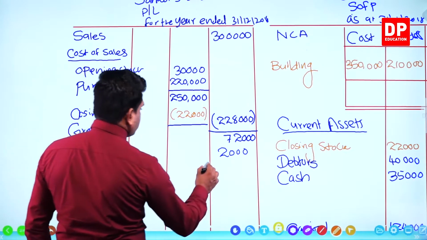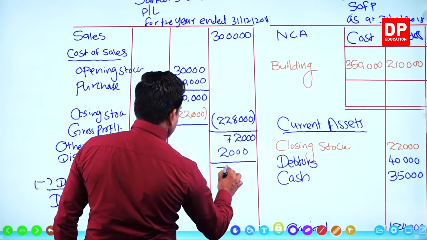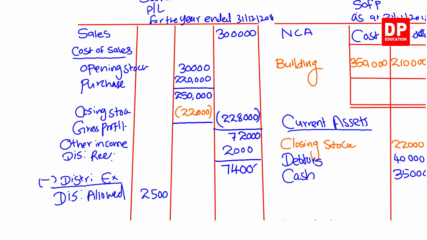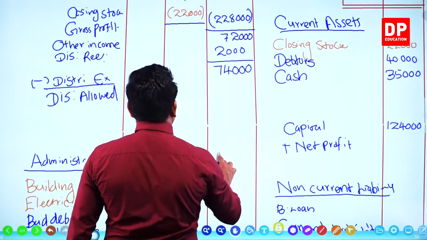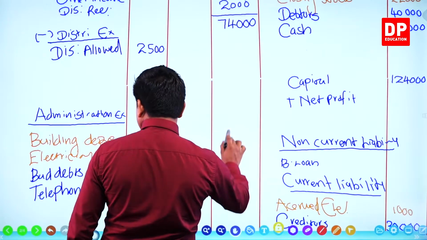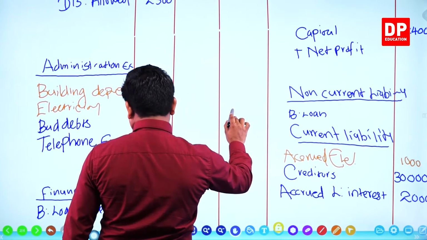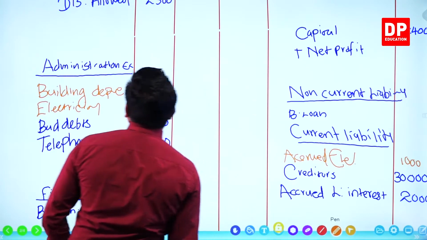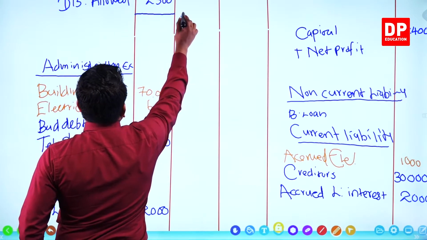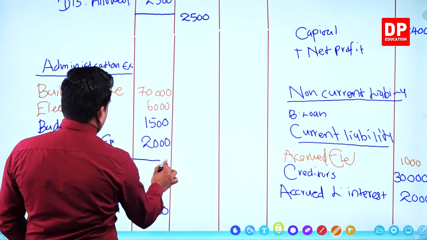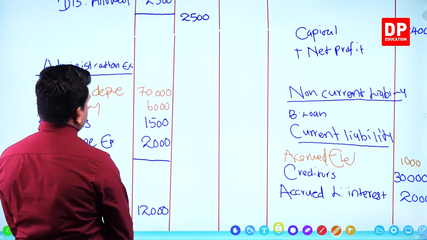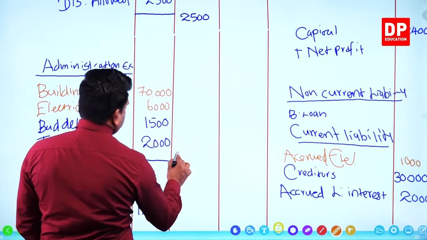72,000 plus discount received, how much? 2,000. 74,000, right? Then you can add the expenses. Discount allowed is only one, 2,500, right? Then you get the total of this, 79,500. Check, is it correct or wrong?